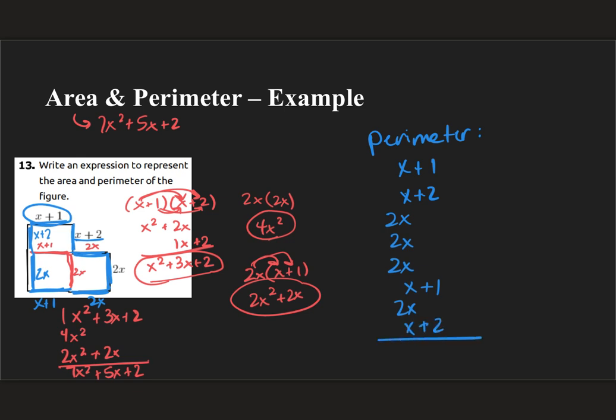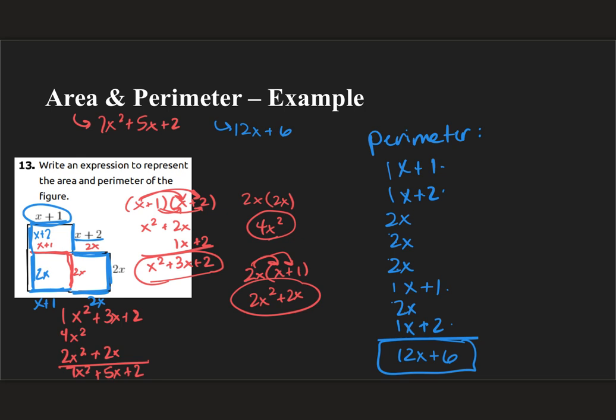So I'm going to add all those up. So I have a 1x, another 1x. So 1 plus 1 is 2, 3, 4, 5, 6, 7, 8, 9, 10, 11, 12. So I have 12 x's. And then plus 1 plus 2 is 3, 4, 5, 6. So 12x plus 6 is my perimeter. So that's how you're doing those. So 12x plus 6 is how you get the perimeter.